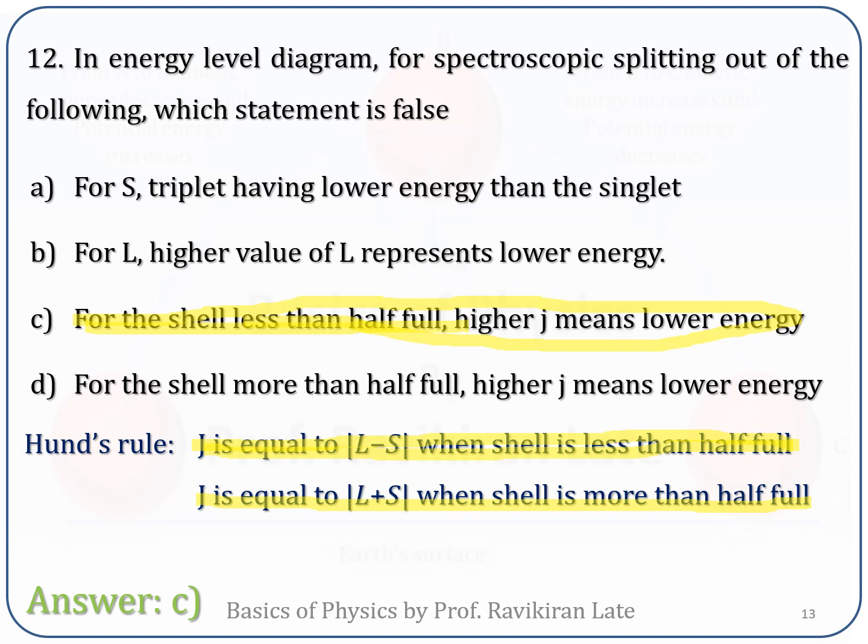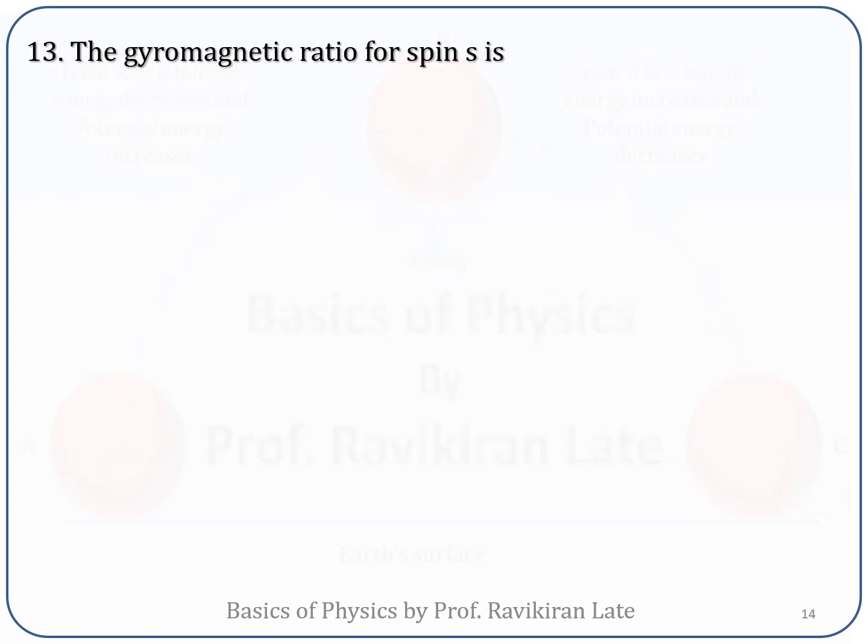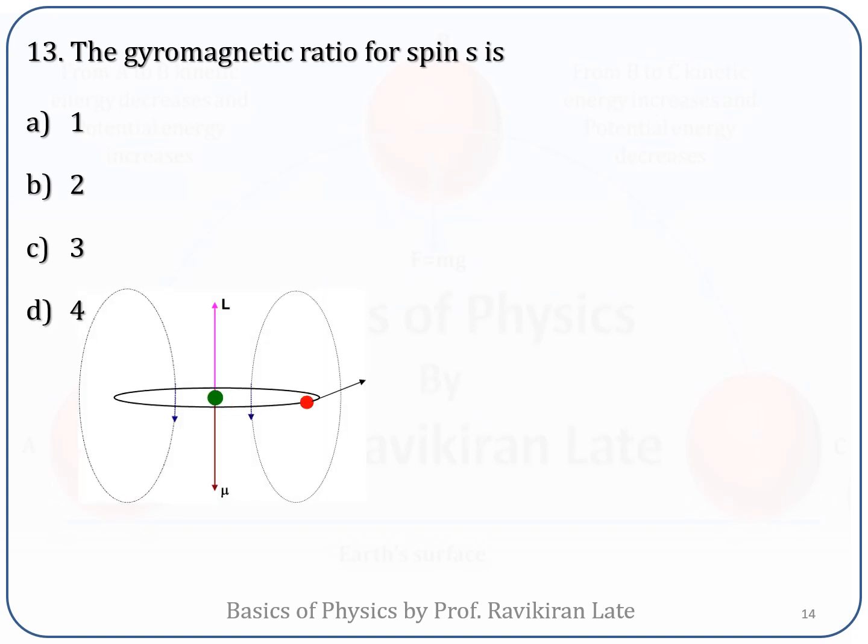If the shell is less than half full, then J is equal to L minus S, which will have the lower energy. So option C, which says that for a shell less than half full, higher J represents lower energy, is the false statement, and the correct answer for this question is option C. The 13th question is, the gyromagnetic ratio for spin is: option A 1, option B 2, option C 3, and option D 4. Now what is this gyromagnetic ratio?